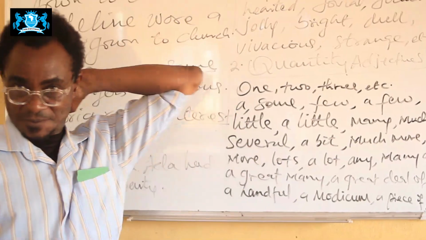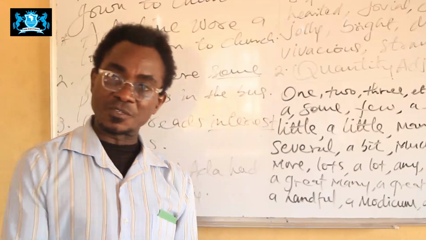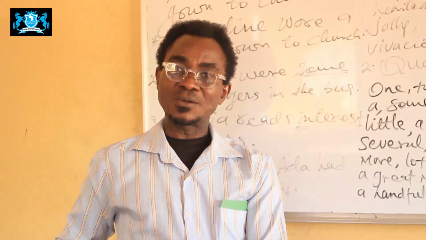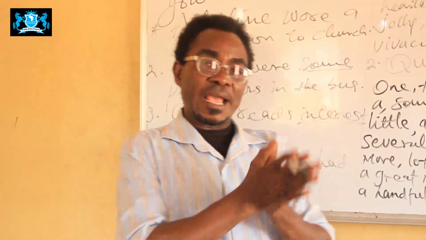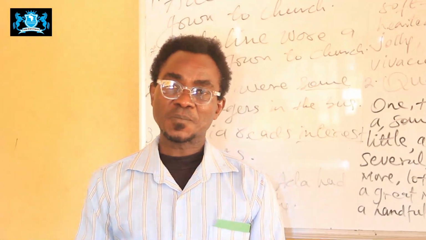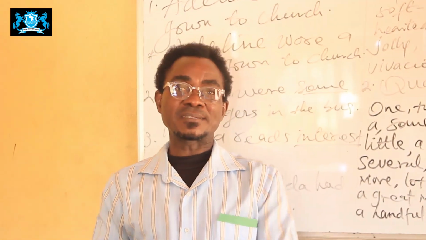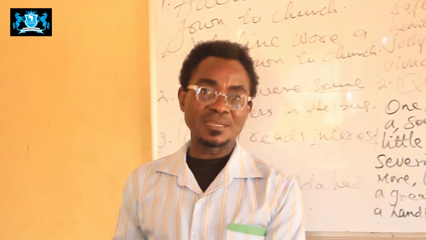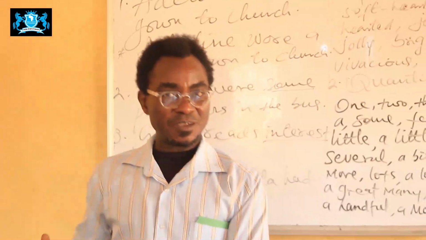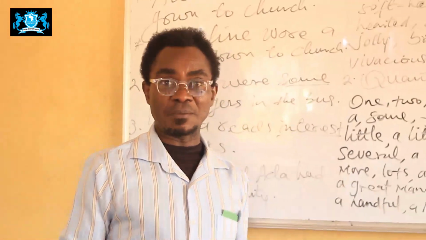Now, these words, when they are used with nouns, talk about the quantity of the noun, either an unspecified quantity, that is, a quantity that is not specific, or a specific quantity. Specific when you measure in numbers. Unspecific when you use words that give an idea of quantity without mentioning the actual number.